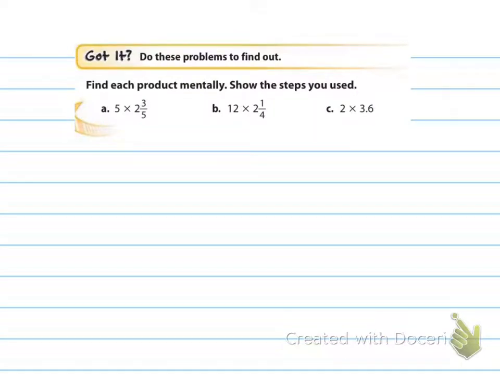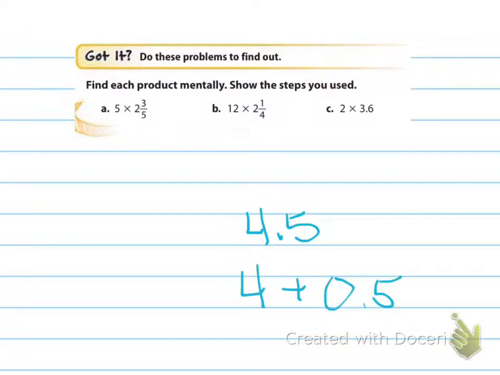So here's some examples for you to try out for A, B, and C. You'll notice C is dealing with a decimal, but you can separate a decimal just as easily. So let me give you an example of a decimal. If we had 4.5, that's the same as 4 plus 0.5.